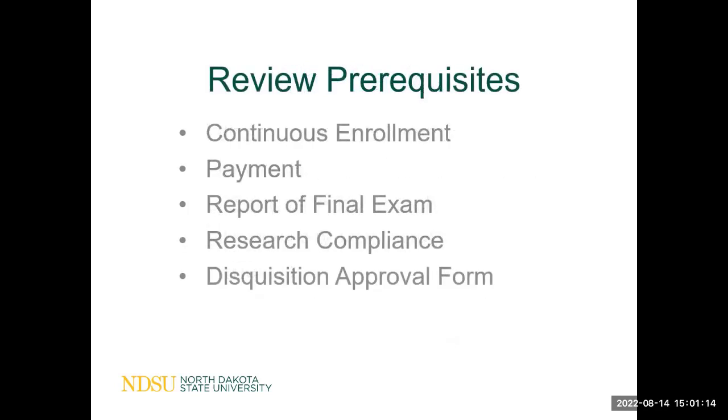Now, the prerequisites. These are things that are going to have to be submitted after your final exam, or you're going to have to make sure they happen before we can begin. And first is continuous enrollment. That means you're going to have at least 1 credit in the fall or spring semester in order for us to continue with the process.